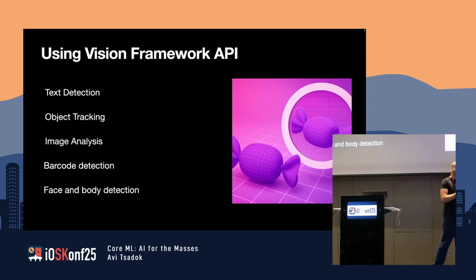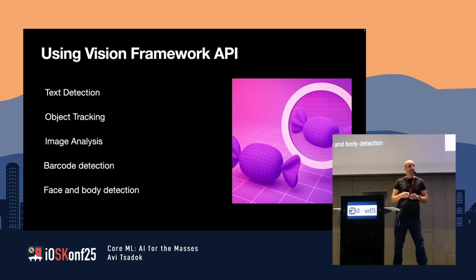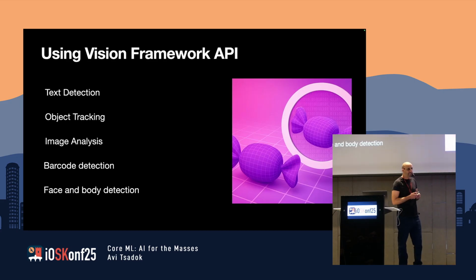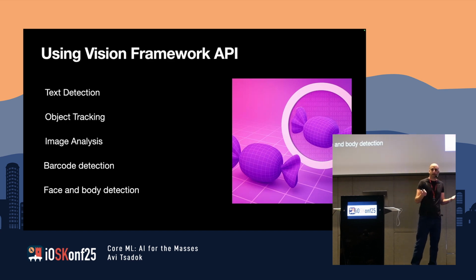Framework API. Now, the Vision Framework API, I personally think, is one of the most sophisticated SDKs that Apple offers. It's also very, very simple. What you see here, the list of text detection, object tracking, image analysis, is only the tip of the iceberg of what you can do with the Vision Framework. There are almost 30 different features that you can use. And it's a very, very simple API compared to how sophisticated it is.